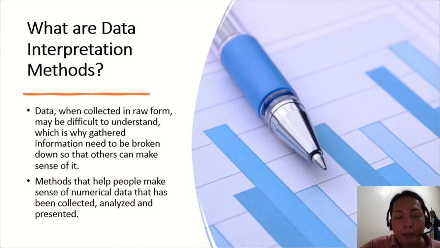So, for example, when pitching to potential investors, you must interpret the data for a better understanding. An example of these data are market size and growth rate. And there are two main methods in which this can be done, namely quantitative methods and qualitative methods.